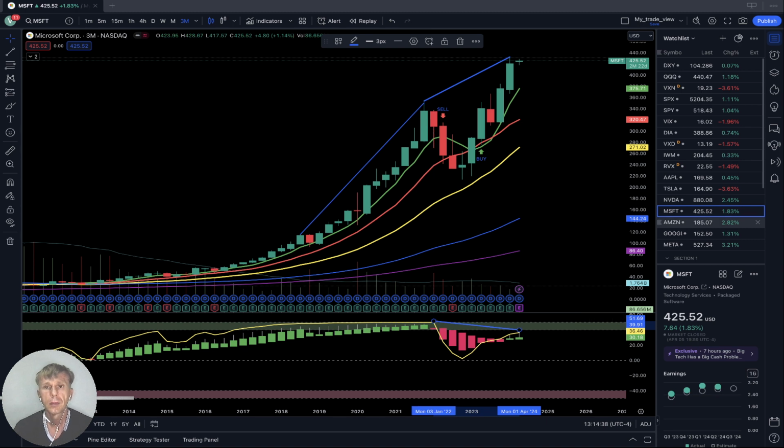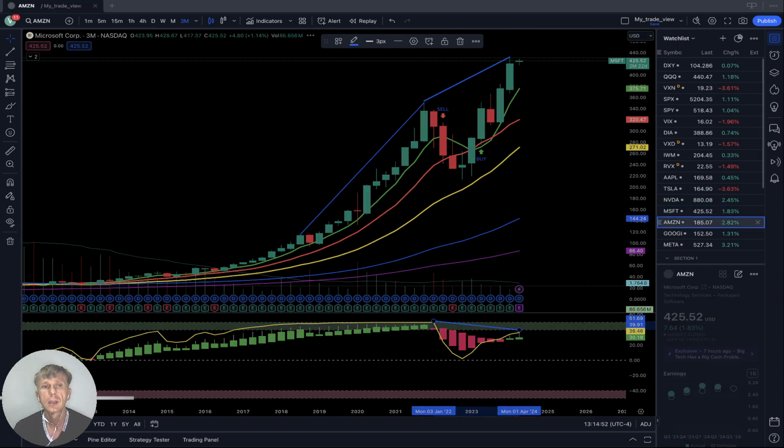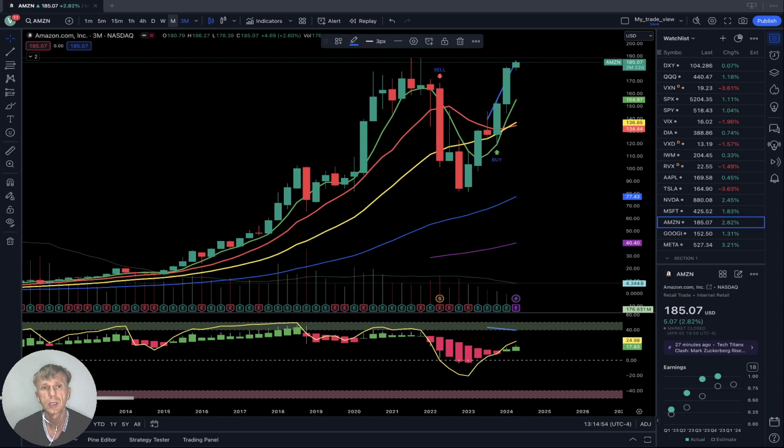Okay, last bar disconnected from all moving averages. Nice bullish trend for Microsoft. Still very powerful bullish, but bearish divergence. It means it's building reversal condition. It's not a signal, it's a condition.